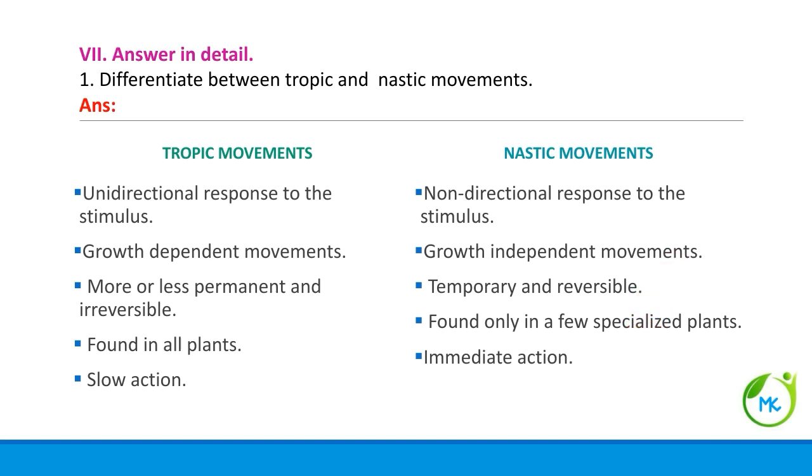And tropic movement is slow action. That is the root growing towards the gravity, shoot growing towards the light, everything happens slowly. Whereas nastic movement is immediate action. Again, I am citing an example of the touch-me-not plant. When you touch the leaflets, immediately what happens? It closes. So it is immediate action. So these are the differences between tropic and nastic movements.